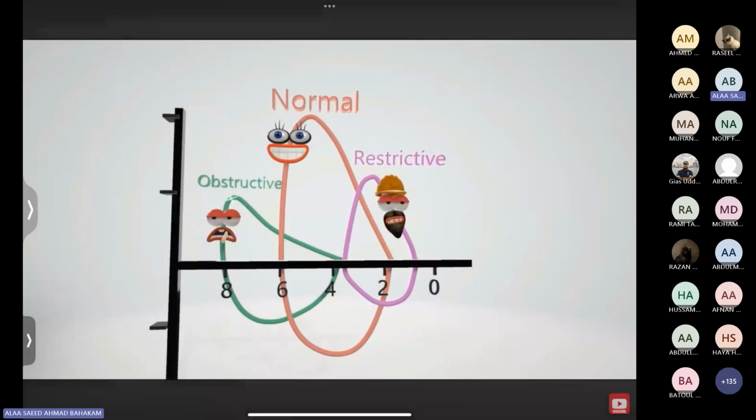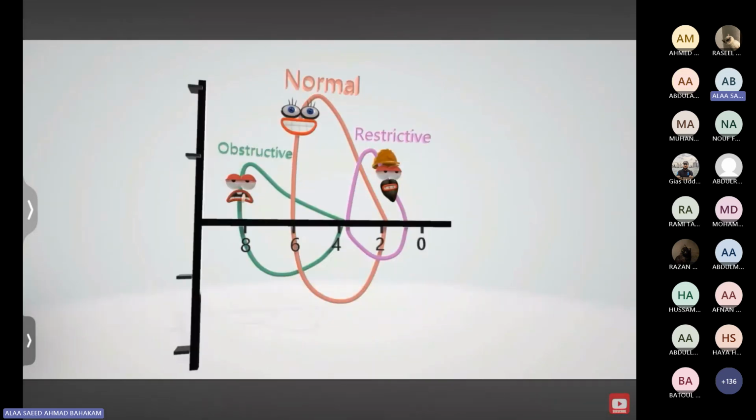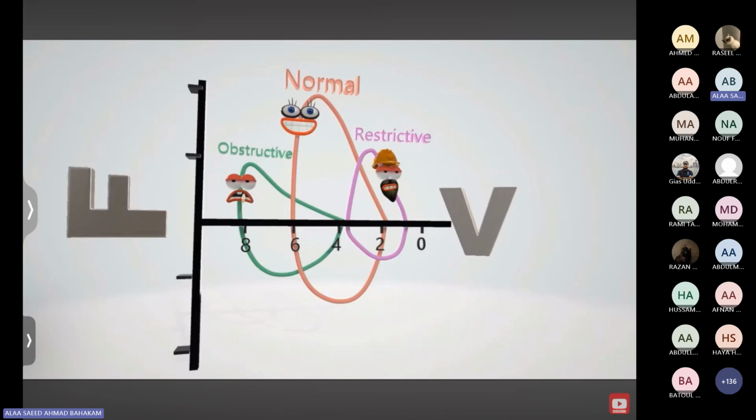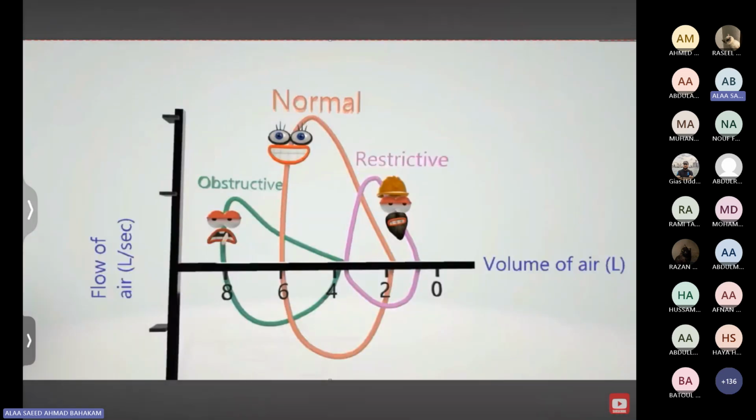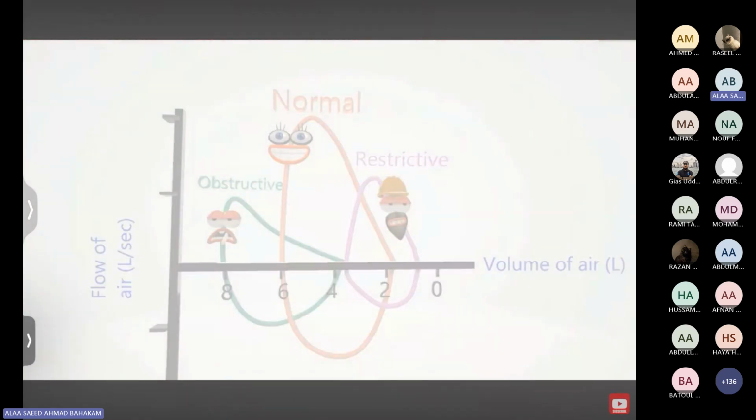Okay, here we're going to talk about the flow volume loops for obstructive lung disease and restrictive lung disease. So just to explain what's going on in this curve, on the x-axis, we're going to have volume of air in liters. And on the y-axis, we're going to have flow of air in liters per second. What's going on top of the curve is expiration, and on the bottom of the curve is inspiration. Okay, so let's begin. Let's take a look at some important values.